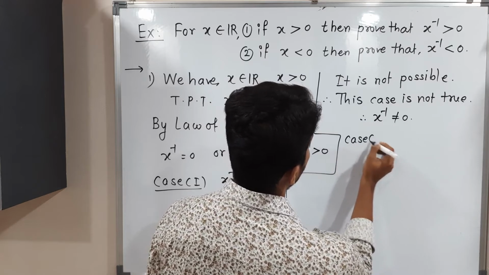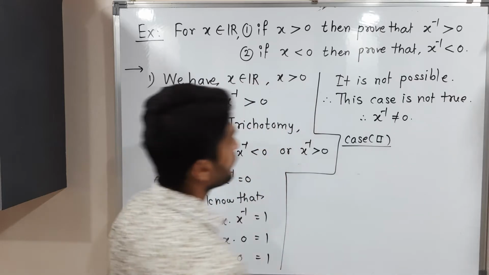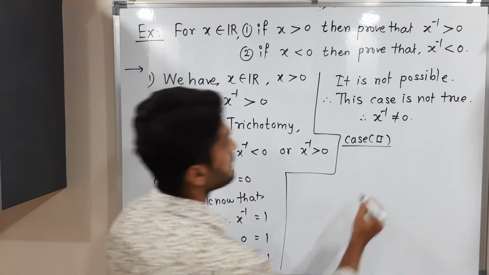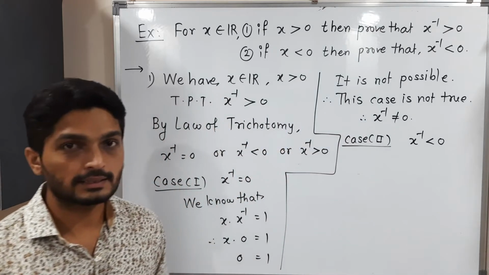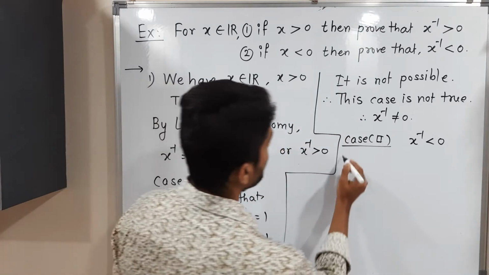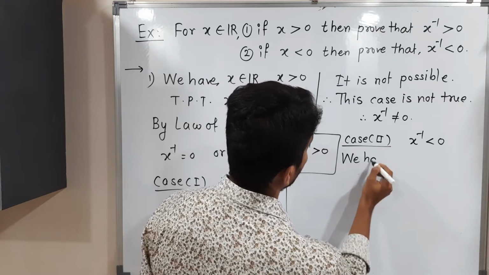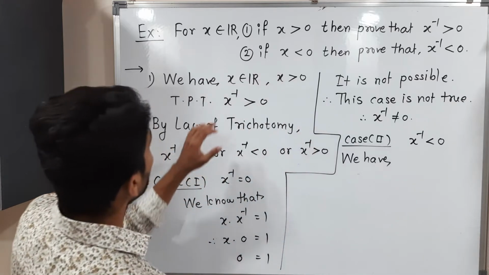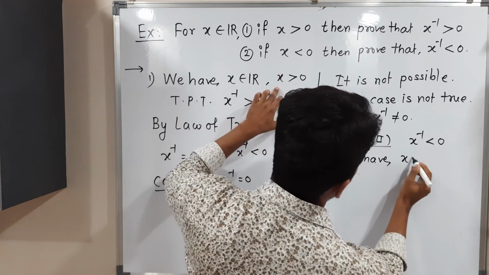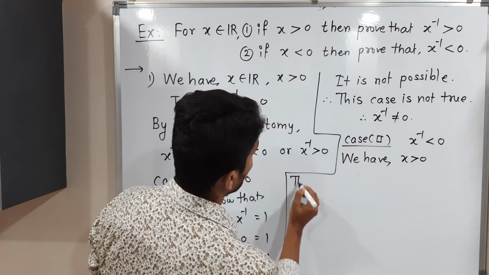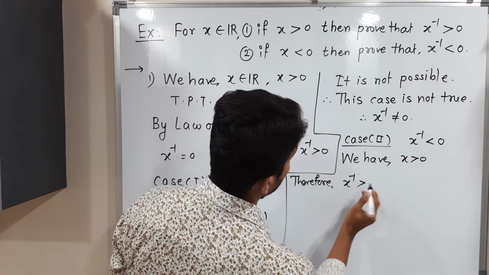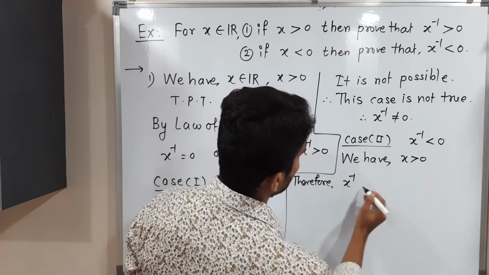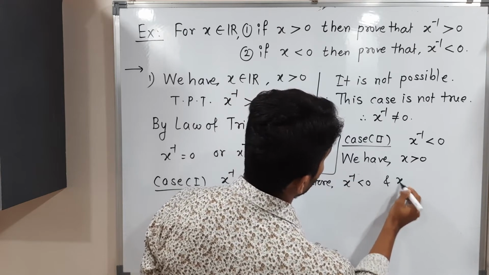So let us go for case number 2. What is our case number 2? x inverse is less than 0. See, what is the information we have? We have x is greater than 0. Okay. So therefore, we have x inverse is less than 0 and x is greater than 0.